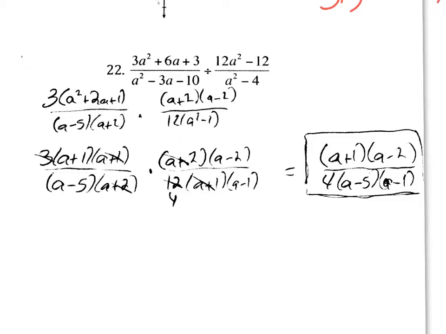Then I started canceling stuff. The a plus 1's canceled, the a plus 2's canceled, 3 goes into 12 4 times, and then your answer is just whatever's left, and that's what was left, so that's the answer.